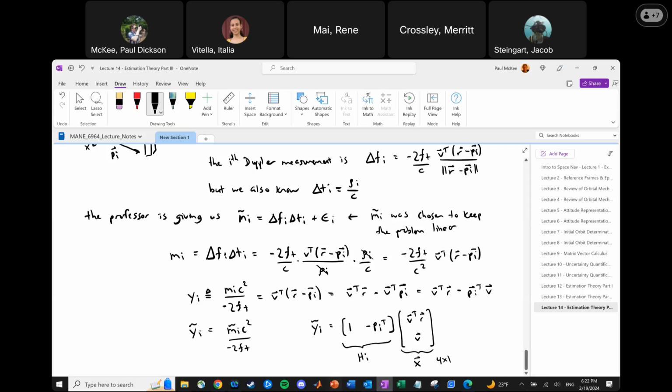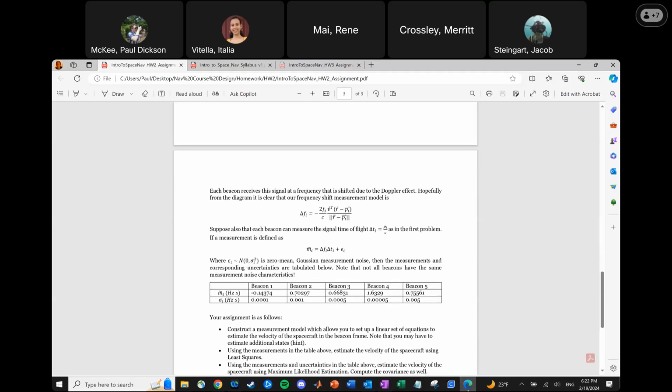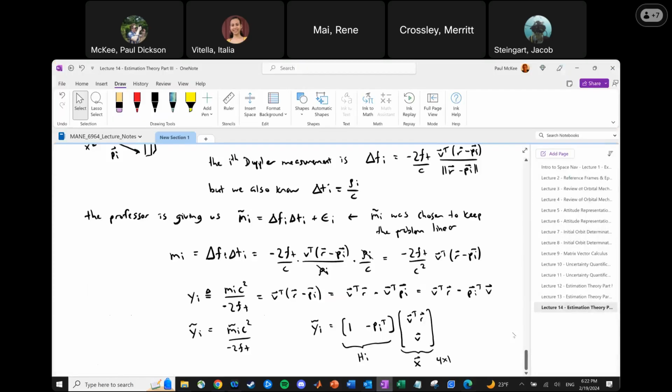But I believe we're given 5 measurements in the problem. Yep, there's 5 beacons. And so this in no way finishes homework 2, problem 2, but I think this is the hardest part, trying to get from the equations that I gave you to a linear system that looks like y equals Hx. Because from this point forward, it's all pretty much plug and play. There isn't too much in the way of head scratching that I can think of. But that's it. Hopefully that demystifies homework 2, problem 2.